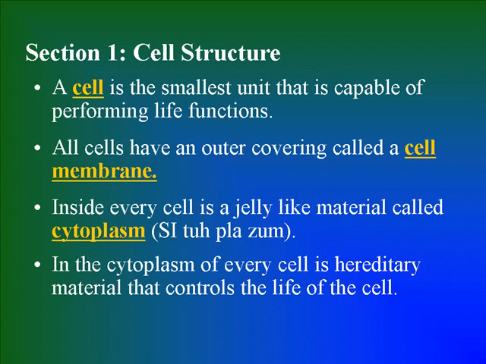Alright, all cells have an outer covering called a cell membrane. This kind of keeps the cell together, just like we have a skin. Otherwise, all our stuff would just fall out everywhere. The cells have to have the same thing. And inside that cell is a jelly-like material called cytoplasm. Cytoplasm is basically like jello, and it suspends all the other parts inside the cell to keep them where they need to be. And in the cytoplasm of every cell is hereditary material that controls the life of the cell. So as simple a cell as you can find, if it's a real cell, it's going to have genetic material, which is basically a big old blueprint for that cell that controls its life. It's going to be in there.